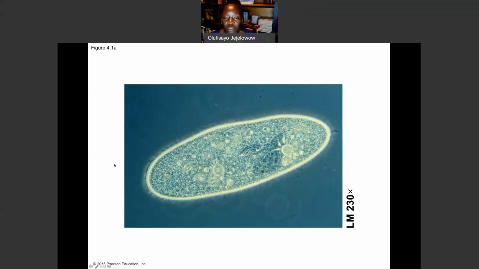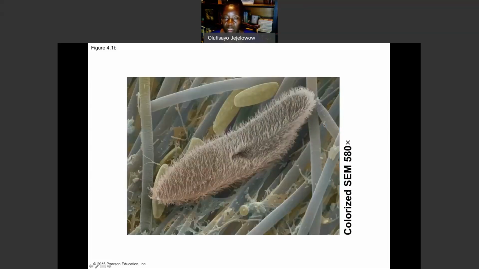So this is paramecium. This image is under the light microscope. You can see the hairs all around it called the cilia, singular cilium. LM stands for light microscope, and it's been magnified 230 times. Here you can see the contractile vacuole. So when it undulates, these spines help to pick up excess water that flows into the animal and is pumped out through the pore.